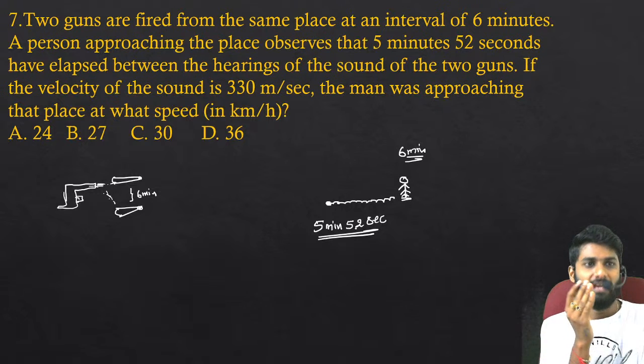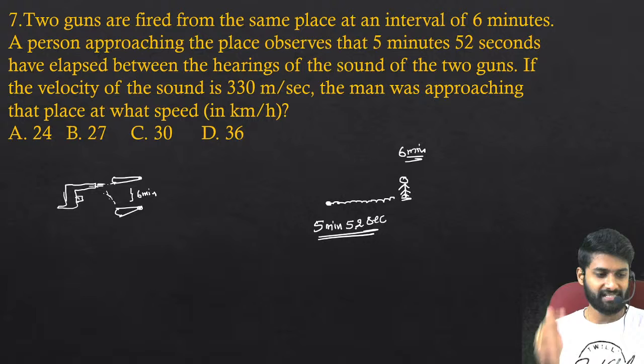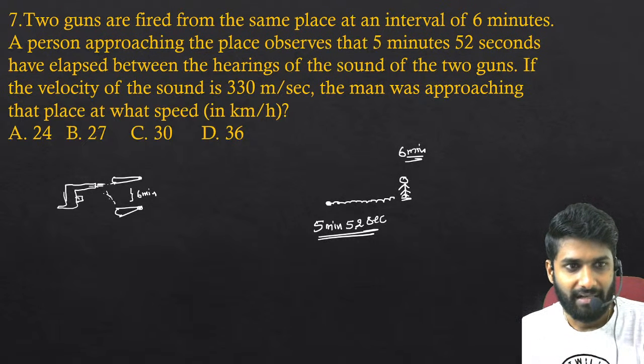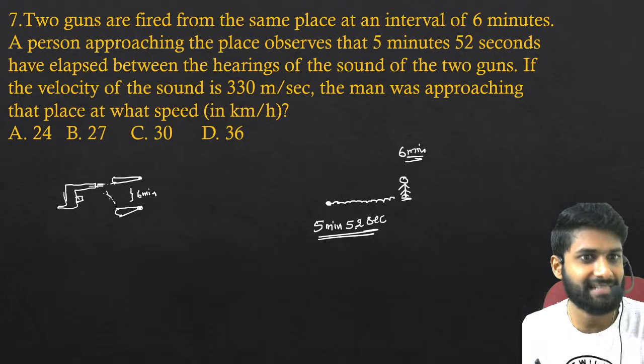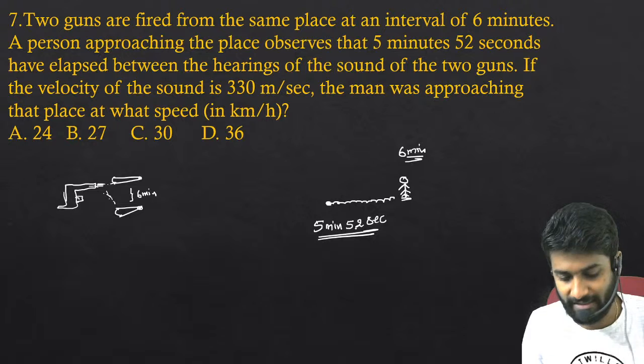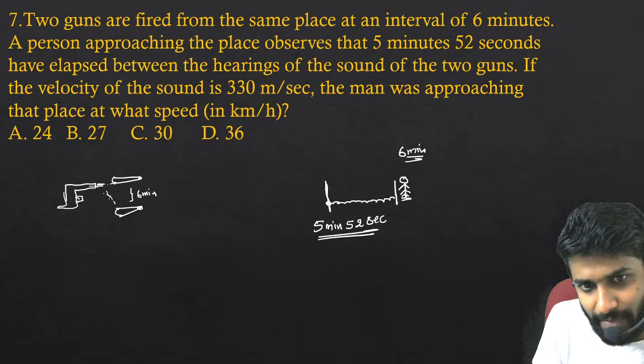If two guns are fired at the same place at an interval of 6 minutes, a person standing at a certain place hears the sounds at a 6 minute gap. But after the first bullet is fired, he starts walking, and he hears the second bullet's sound in 5 minutes 52 seconds. Now this is the place constant, as in the previous question.